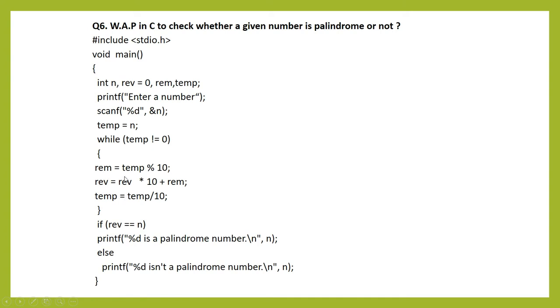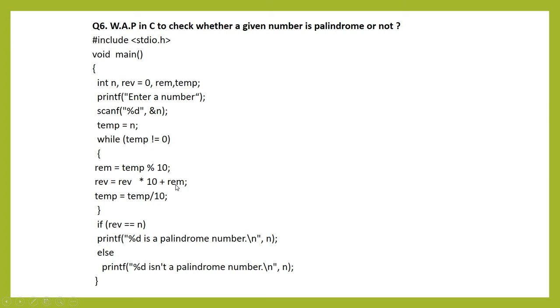So what is the task assigned? First we have to find out the remainder of that number. So 131 mod 10 gives the remainder, and you have to store it in REM. Okay, then we have to find the reverse. So reverse is what? Reverse = reverse * 10 + REM.